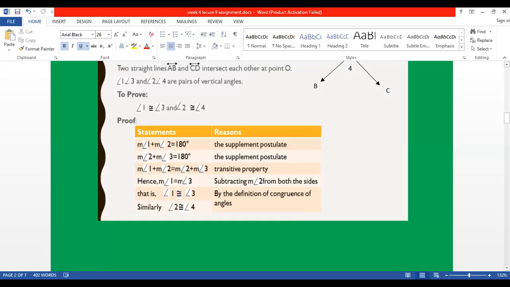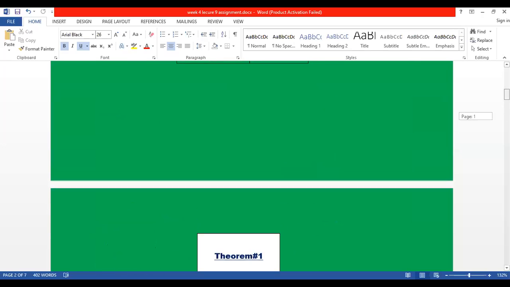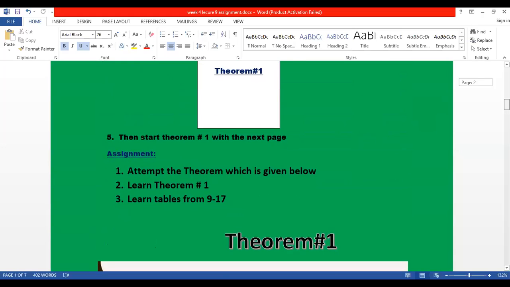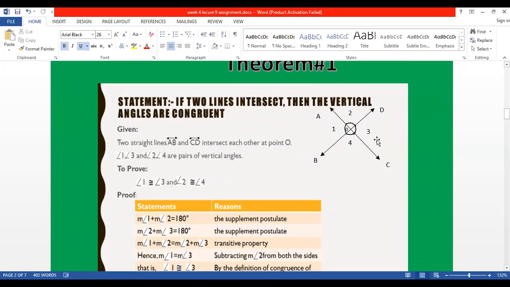I will give you an assignment in which the theorem is written like this. Okay, properly I have written the theorem. What you have to do? You have to maintain your index. You have to write down midterm properly in your geometry copy. Then you have to write theorem number 1. In index number 1, you have to write theorem number 1. You have to make the title page of the theorem. And students, in this way, please, you have to write the theorem as it is.